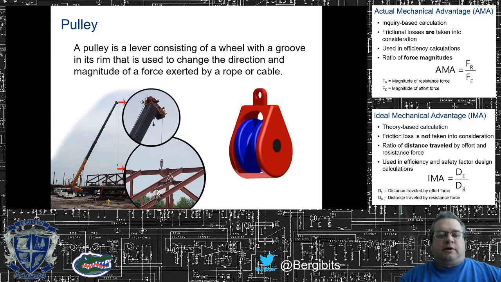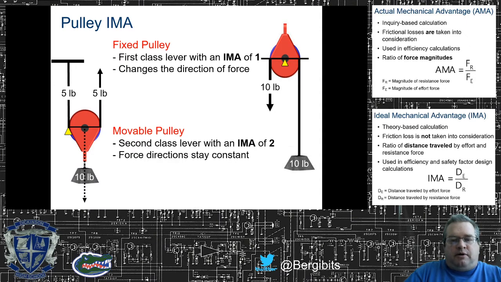We'll switch to pulleys real quick. The pulley is used to change the direction and magnitude of force exerted by a rope or cable. The illustration on the right has a fixed fulcrum at the center of the axle, and it has an IMA of 1. It changes the direction of force. The illustration on the left has the fulcrum switched to the left-hand side of the pulley, and the strand is attached to the ceiling, so the pulley is going to move, and it has an IMA of 2.